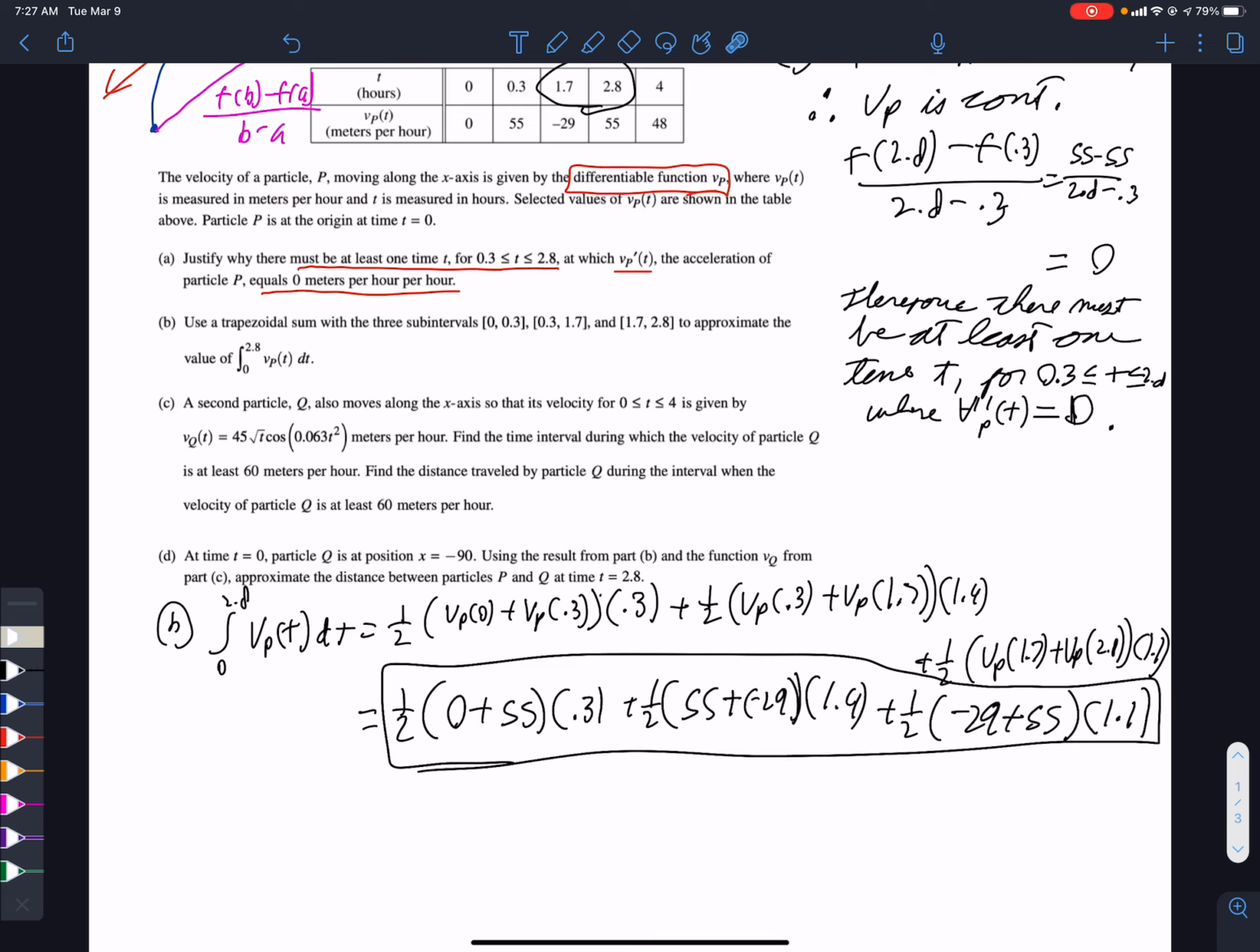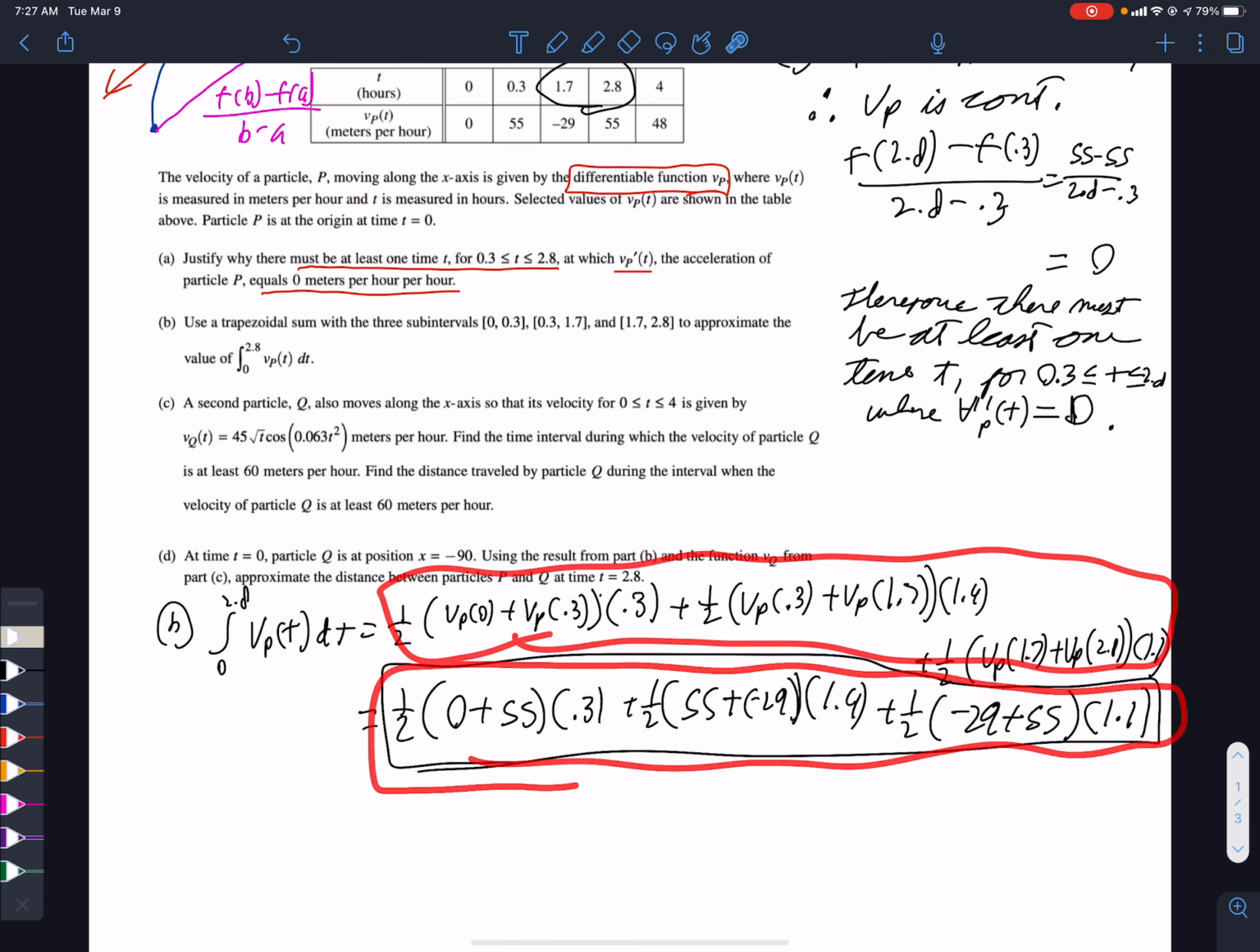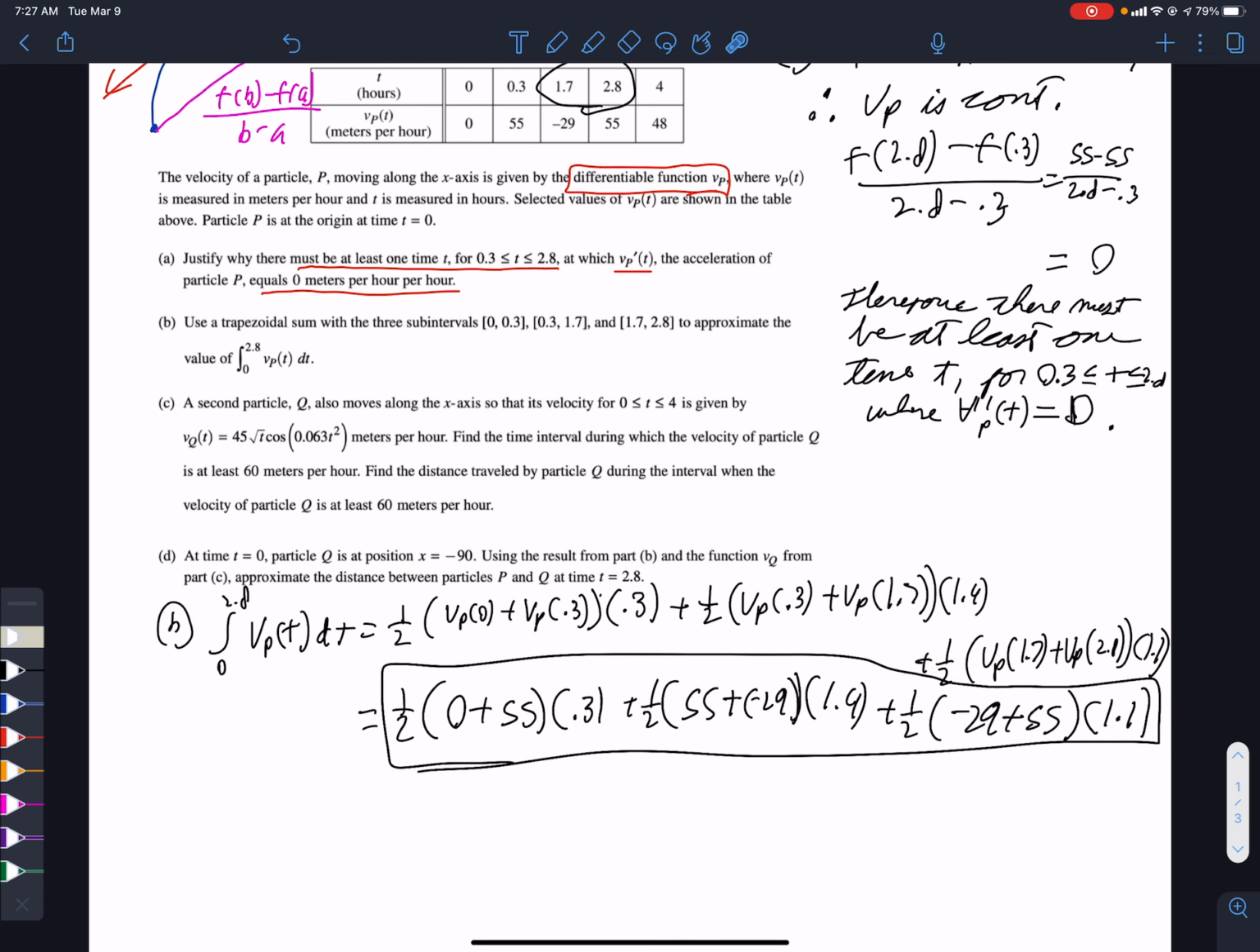So you need to show where these numbers come from. I know sometimes the scoring guidelines, they go right to this line. I require you to tell me where those numbers came from. Numbers shouldn't magically appear out of nowhere. You need to tell me where they came from. So I require this line and then plugging in the numbers. Okay? Let's go to part C.